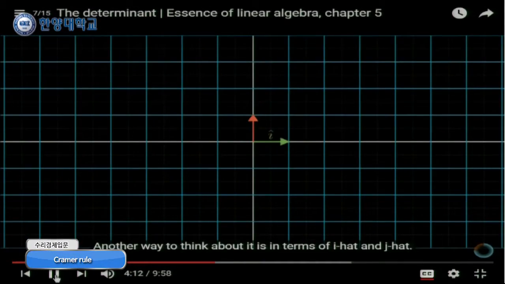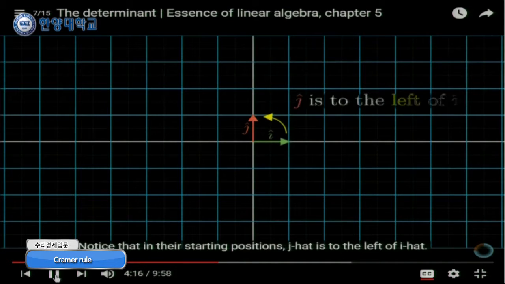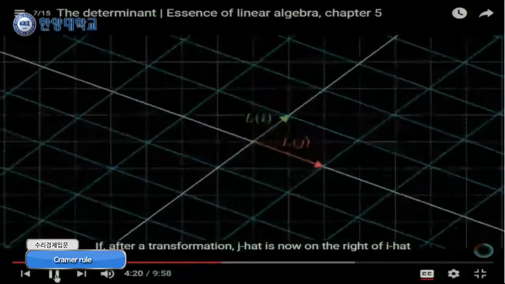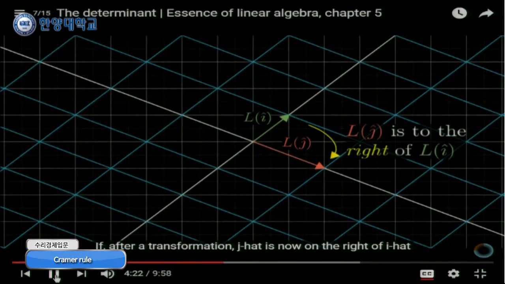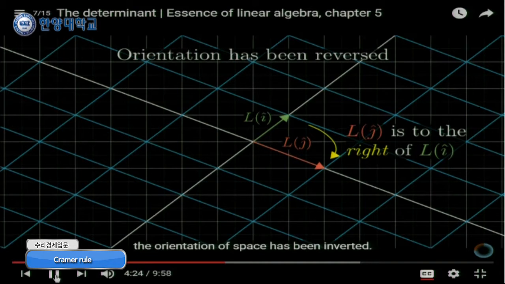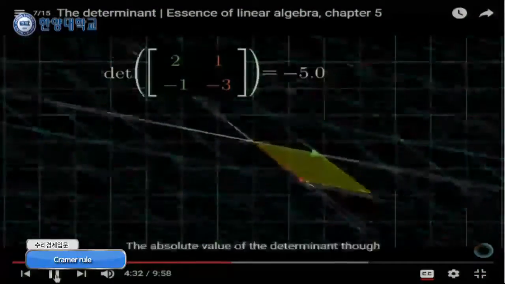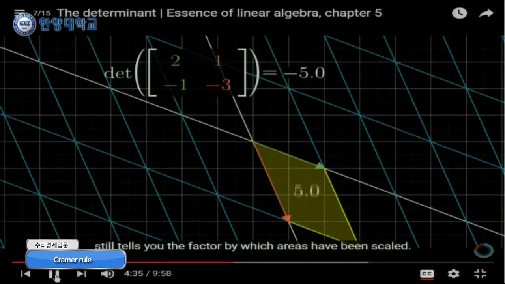Another way to think about it is in terms of i hat and j hat. Notice that in their starting positions, j hat is to the left of i hat. If, after a transformation, j hat is now on the right of i hat, the orientation of space has been inverted. Whenever this happens, whenever the orientation of space is inverted, the determinant will be negative. The absolute value of the determinant, though, still tells you the factor by which areas have been scaled.